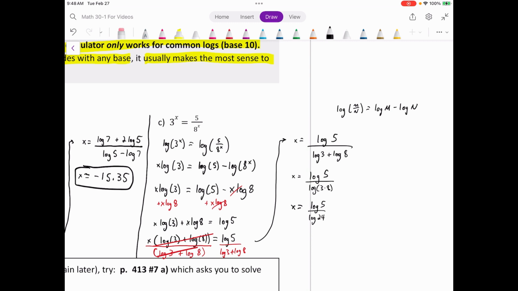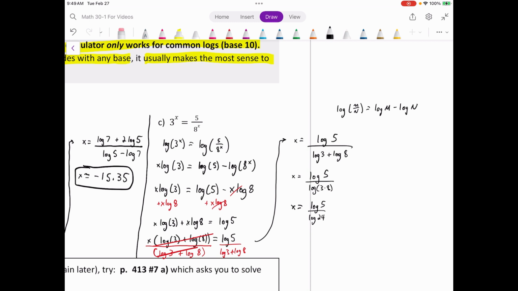A common student mistake sometimes is to mix this situation up with this situation. Be careful. We can't write this as log of 5 minus 24, right? That's not what this says we can do. If we have a division inside a single logarithm, we can rewrite it as two logarithms being subtracted, but it doesn't work the other way. Two logs being divided isn't the same as subtracting inside one log, right? That's not what the law tells us.